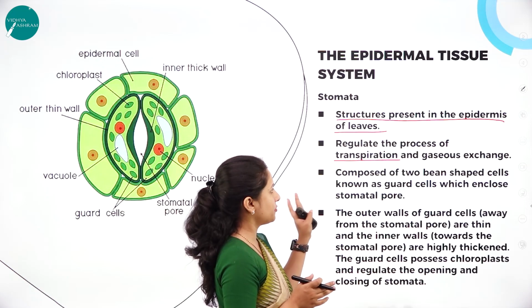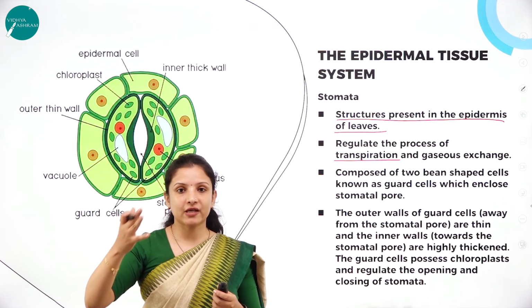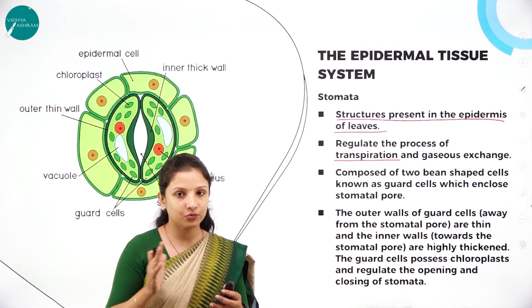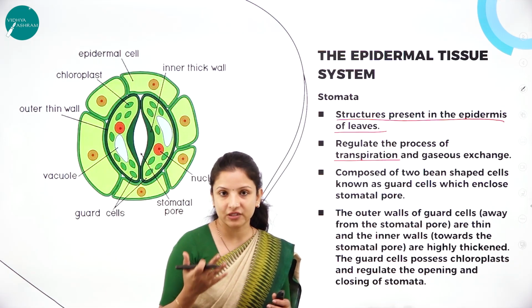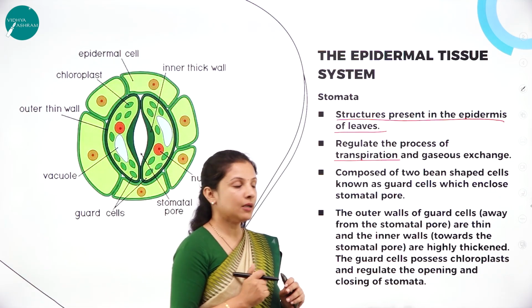For that it is very important. Next is for gaseous exchange, that is for the exchange of gases between the cells of the plant and the atmosphere. For that it is very, very important. In the process of respiration also, stomata plays a very, very important role in the plants.